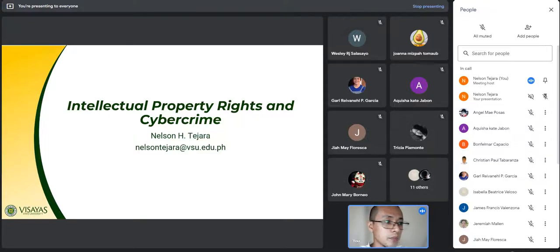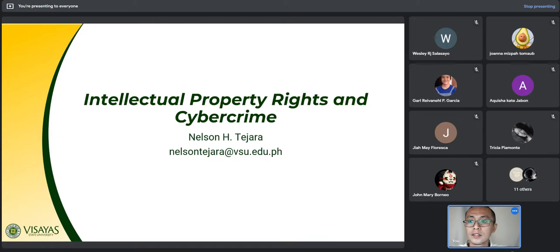So, what do you know, class, about intellectual property rights? Any idea? Intellectual property rights, right? You own the rights to this intellectual property. You own the rights to the thing. So it's about class contents, where we have to give due credits to the content creators. Okay? That's one. How about cybercrime? What do you know about cybercrime?